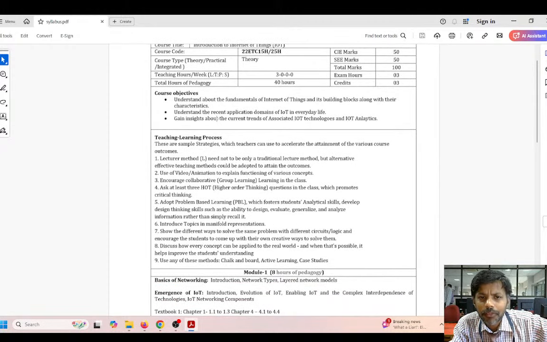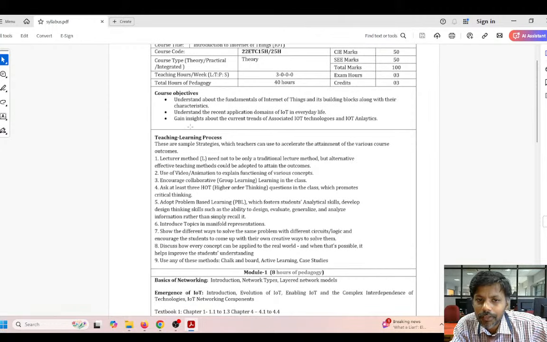And the main course objectives of this particular subject is understand about the fundamentals of Internet of Things and its building blocks along with their characteristics. Means the first objective is to understand what exactly is the Internet of Things and all the components of the architecture. And the second objective is understand the recent application domains of IoT in everyday life. Means application of IoT, where all we can use. That is the second objective.